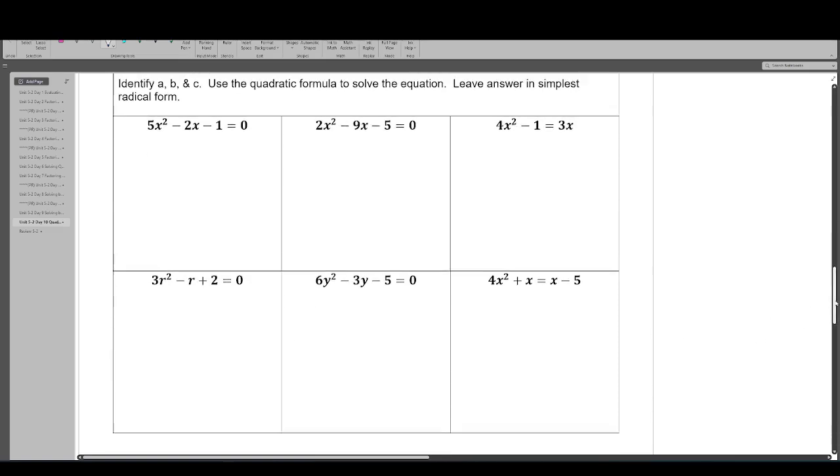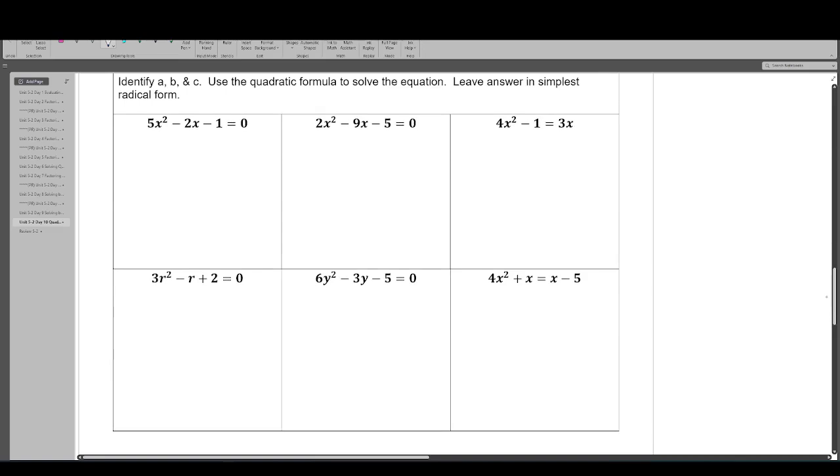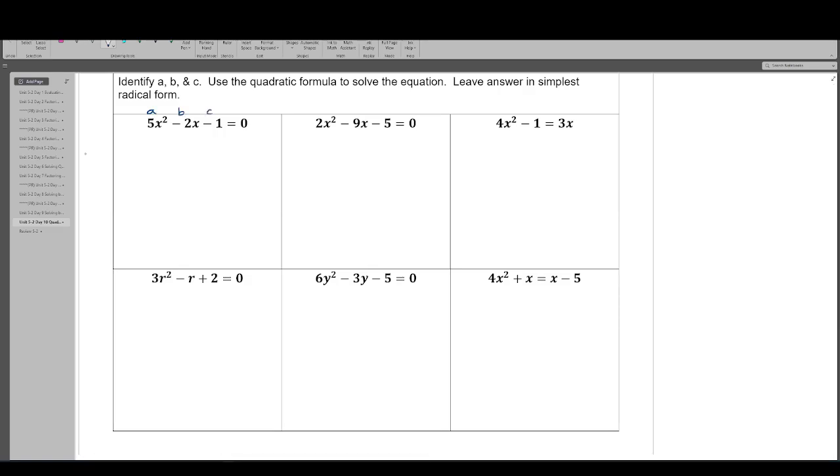These feel tight on space, so I'm not going to write out quite as much. I'm just going to say this is A, B, C, and label it here, rather than writing A equals, B equals, C equals. So our formula says the opposite of B plus or minus the square root of B squared minus 4 times AC. AC is 5 times negative 1, so negative 5. Divided by 2A, which is 10.